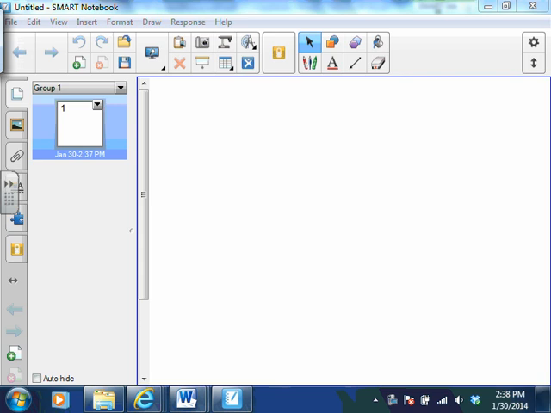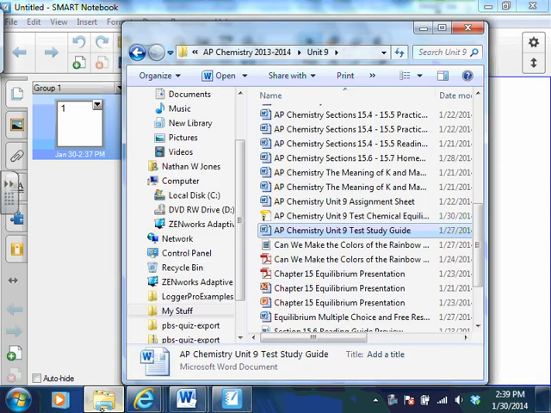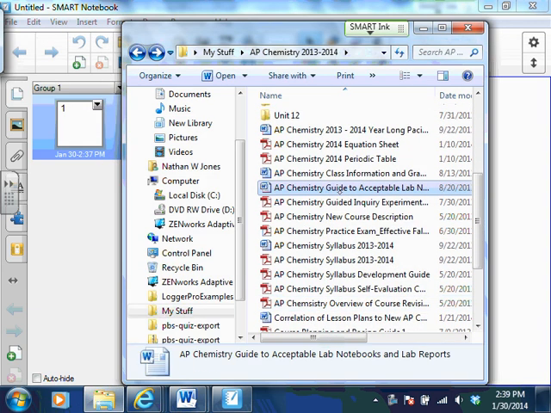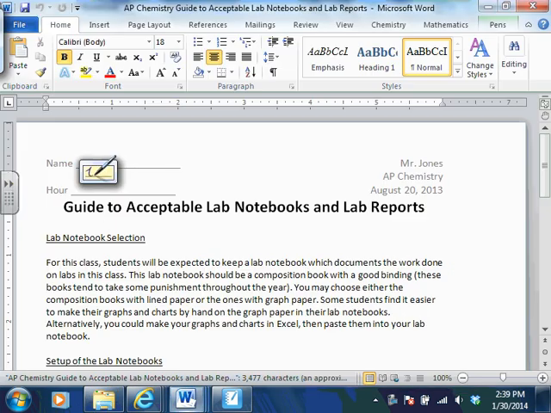So let's go ahead and do this. All I'm going to show you here is basically just the colors of the rainbow, helping you write up your Postlab. So I guess one other thing we should talk about, I didn't have this ready, is going back to the acceptable lab notebook reports.